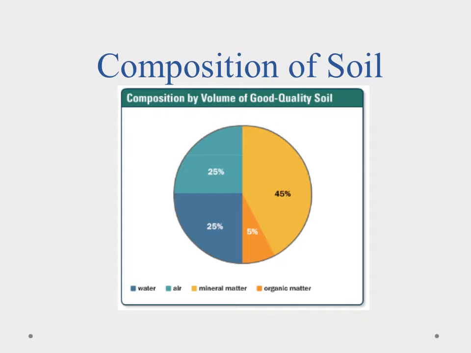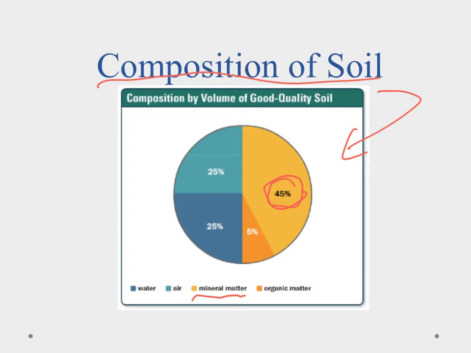So when we're looking at the composition of soil, we're going to take an example here of some good quality soil. We'll notice that the largest component is 45%, and it's going to be mineral matter. So this is going to be broken down rocks, primarily into small enough pieces that it's like clays and silts and sands, things of that nature.